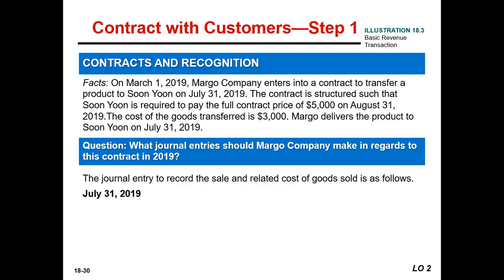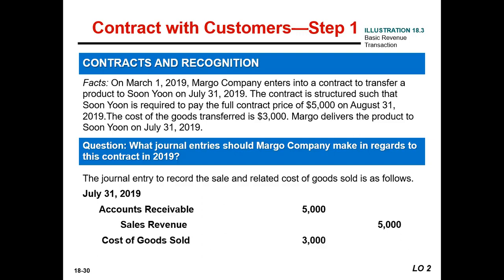So here we are. First, on July 31, we debit accounts receivable, 5,000, and credit sales revenue. Since we're following the perpetual inventory system, we debit the cost of goods sold and credit inventory. So the facts are given here.